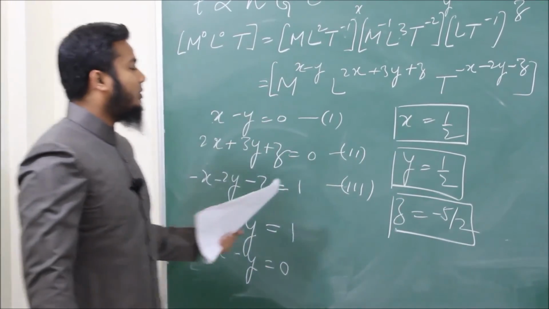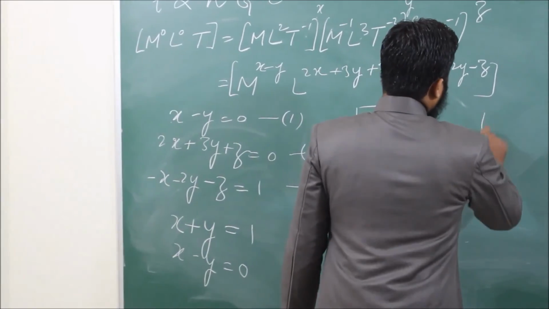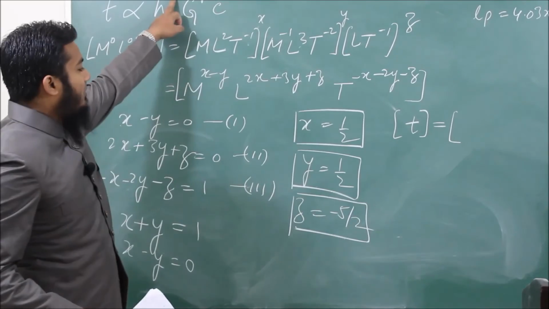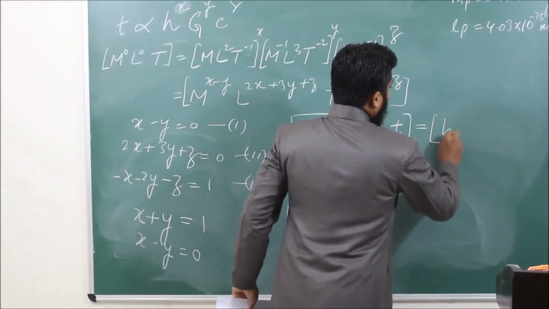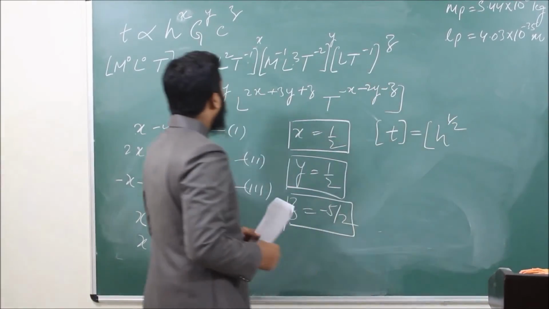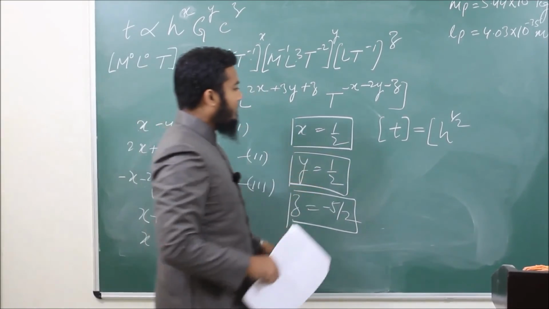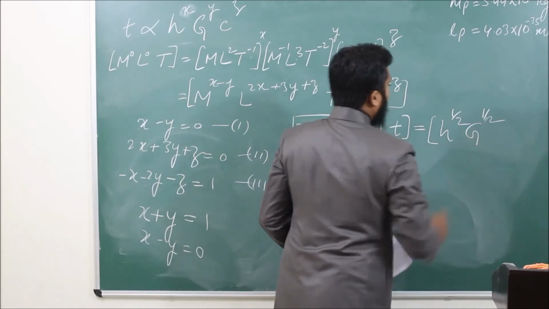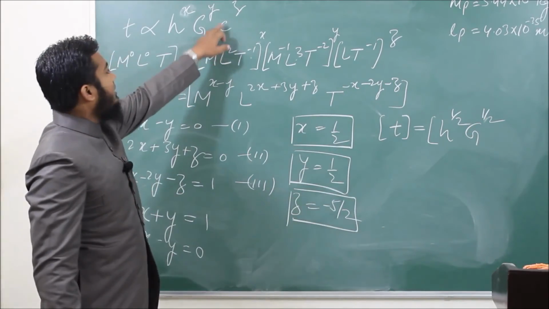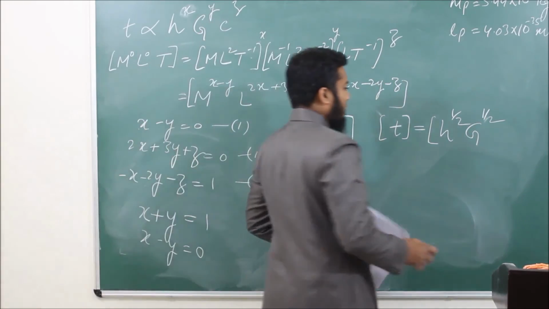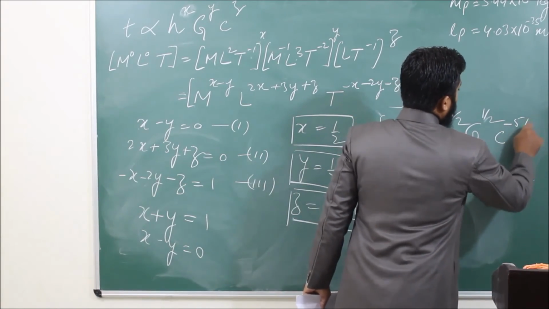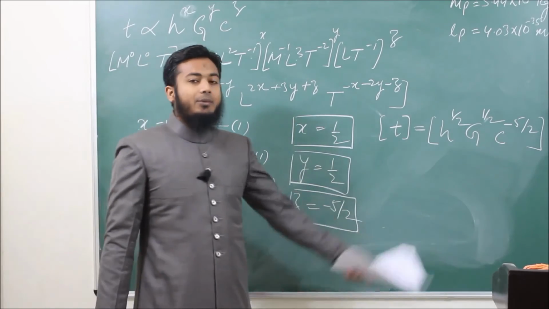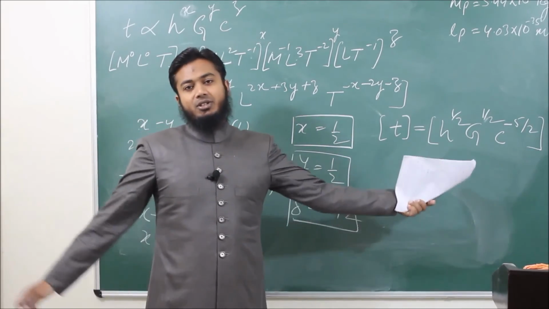Now write the dimensional formula for time in terms of H, G and C. The dimensional formula for time is H raised to the power X, which is half, and G raised to the power Y, which is again half, and C raised to the power Z, which is minus 5 by 2. So this is the dimensional formula for time in terms of H, G, and C.